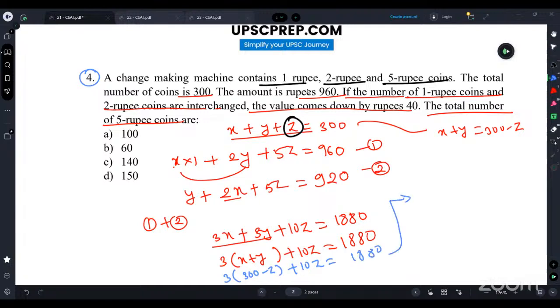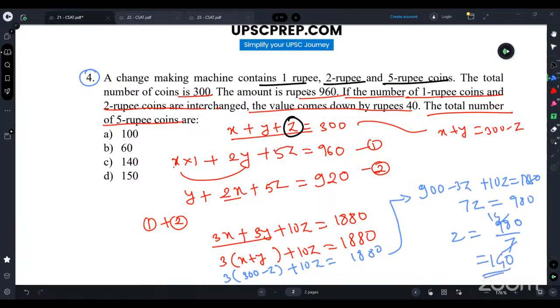Let's solve this equation. It will be 900 minus 3z plus 10z is equal to 1880, right? So 1880 minus 900 will be 980, right? 10z minus 3z will be 7z. So z will be 980 by 7. So 14 sevens are 98, so that will become 140. So how many 5 rupee coins do we have? 140 coins we have for 5 rupees. So option C is correct here.